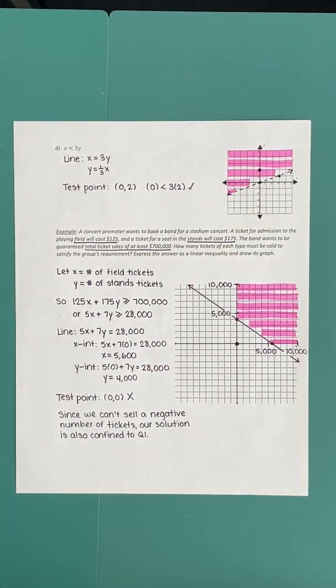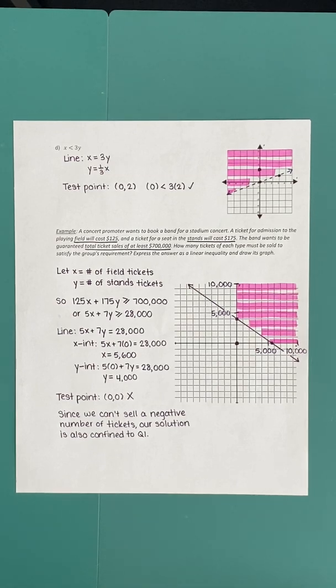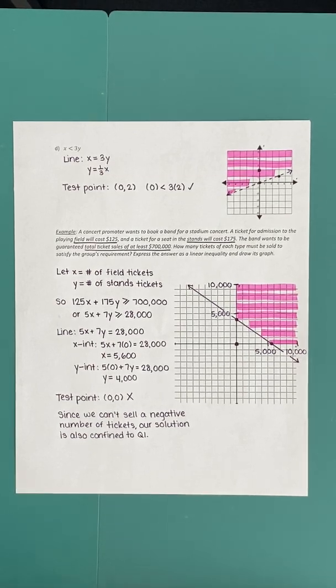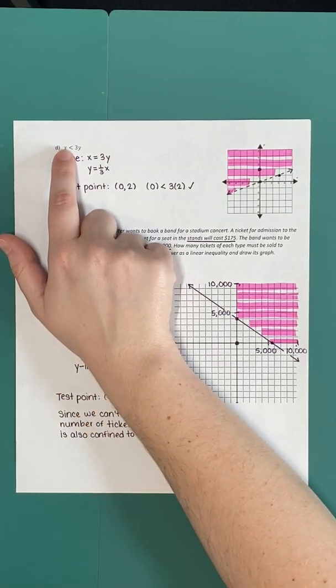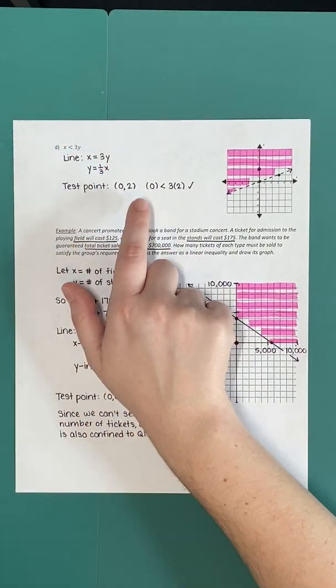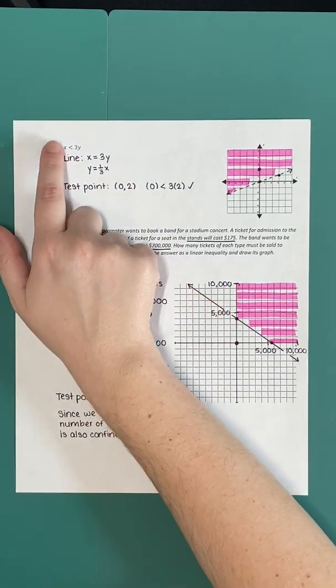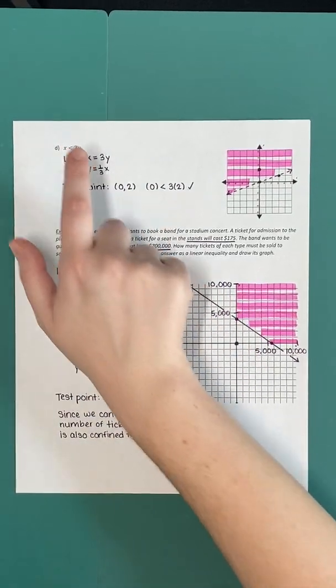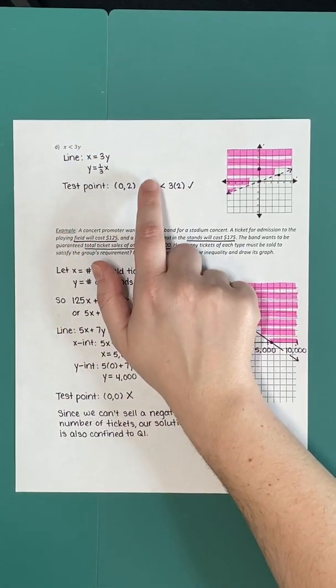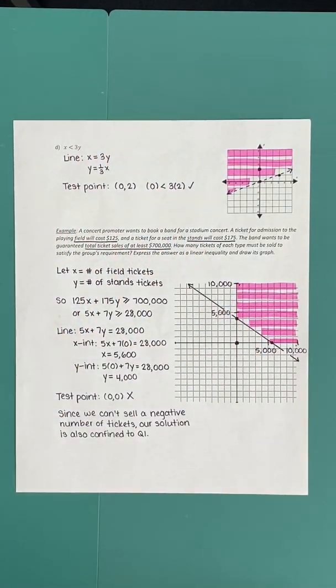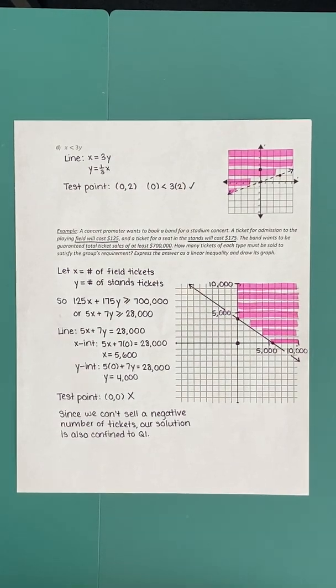What I want to know is what happens if I plug in 0, 2 to my inequality. Do I get something that's true, or do I get something that's false? So I'm going to plug in x equals 0. I'm going to plug in y is equal to 2. So we end up with 0 on the left-hand side. We plug in a 2 on the right-hand side, so we get a 6. So I have the inequality 0 is less than 6, which is a true statement.